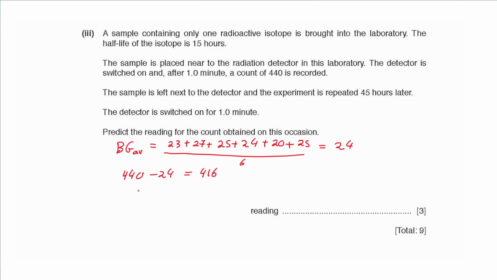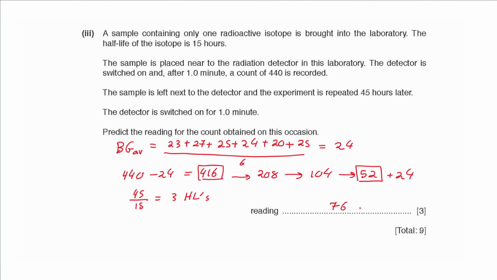Also, we have the total time of the experiment and the half-life. So we divide the total time by the half-life to know how many half-lives there are. We have 3 half-lives, so we divide by 2 3 times. Then we take this value, we divide it by 2 to get 208, divided by 2 again. This is the second time, 104. And the third and last time we get 52. Then we add the background to 52, so we add 24. That gives a final answer of 76 counts.